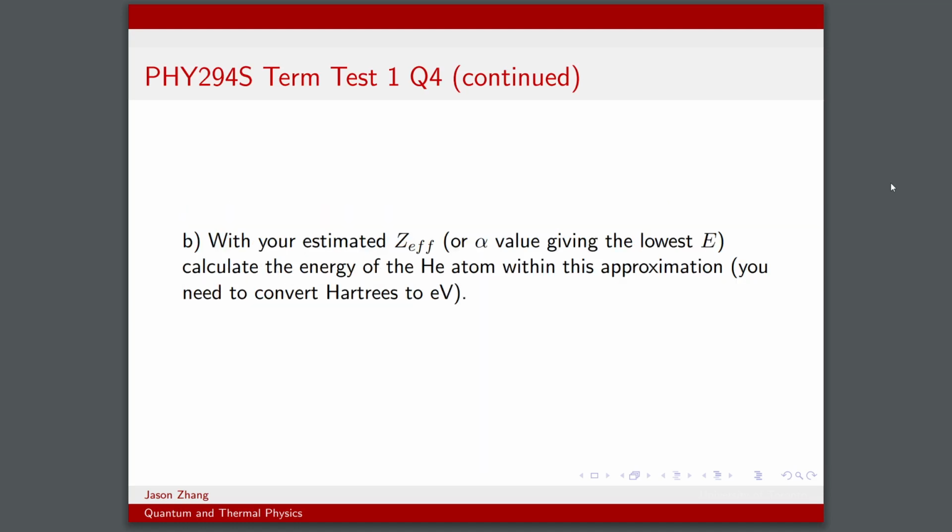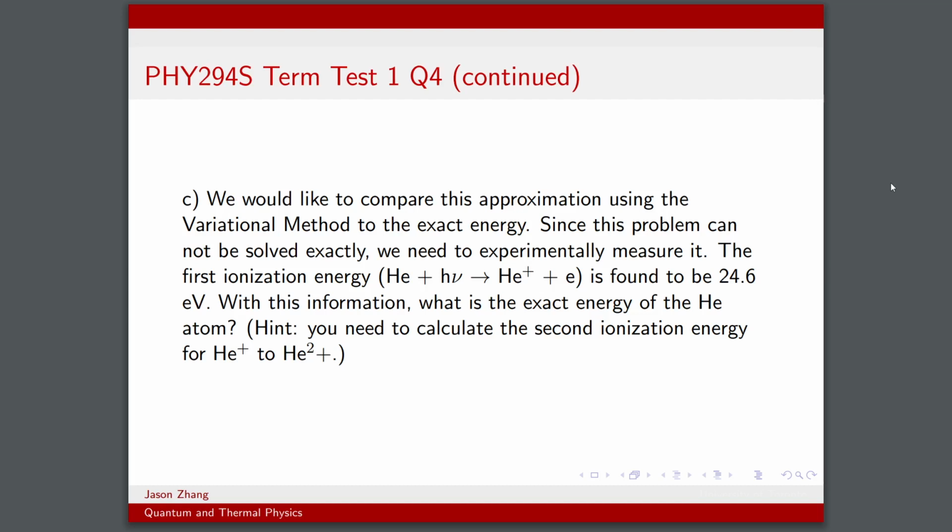Part B, with your estimated Z effective, or alpha value giving the lowest energy, calculate the energy of the helium atom within this approximation. You need to convert Hartrees to electron volts. Part C, we would like to compare this approximation using the variational method to the exact energy. Since this problem cannot be solved exactly, we need to experimentally measure it. The first ionization energy, if we were to shoot a photon at the helium atom to ionize it, is found to be 24.6 electron volts. With this information, what is the exact energy of the helium atom? Hint, you need to calculate the second ionization energy from helium 1 plus to helium 2 plus.